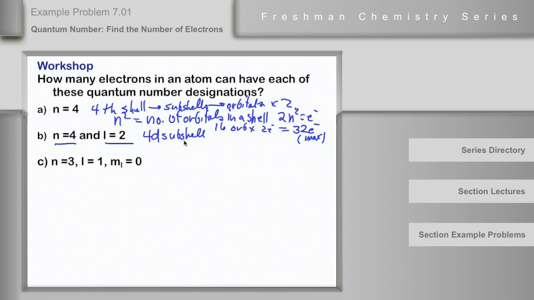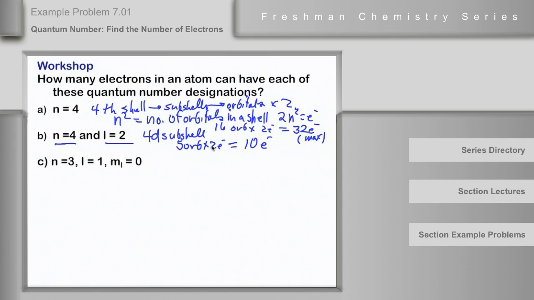5. There are 5 orbitals in every D subshell. So 5 orbitals times 2 electrons per orbital, this subshell has 10 electrons that it could have. Questions on that one?